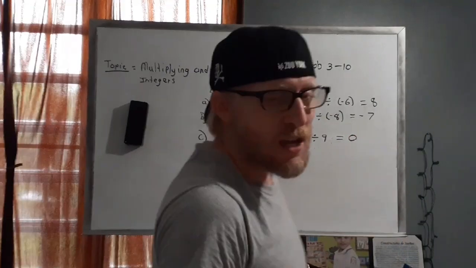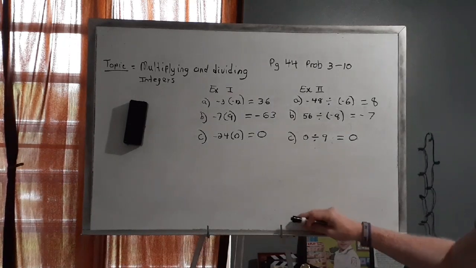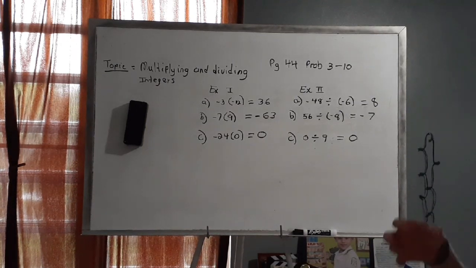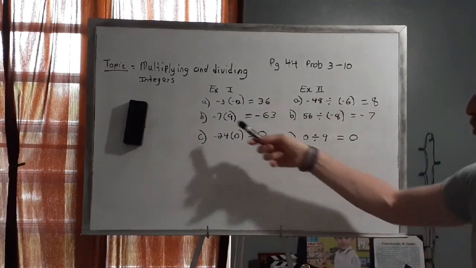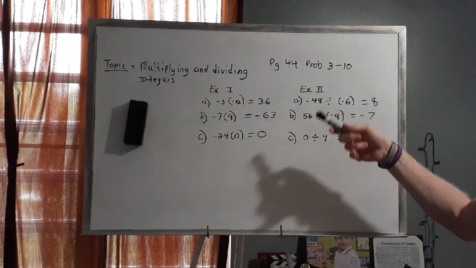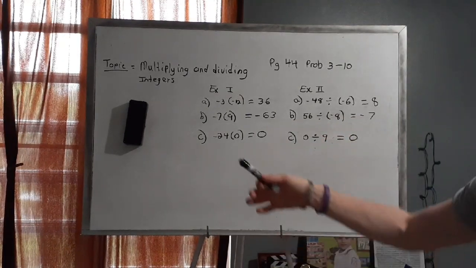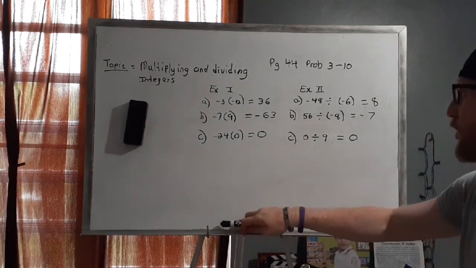So as you can see, multiplying and dividing integers is really simple. The rules are the same. Just to summarize real quick, whenever you multiply or divide two negative numbers, your answer is positive. Whenever you multiply or divide a negative number by a positive number, your answer is negative. And whenever you multiply or divide any number by 0, your answer is going to be 0.